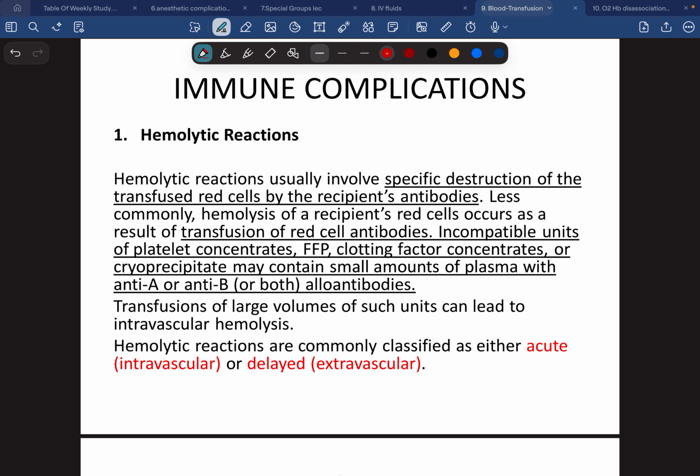What do we do if that happens? You had a patient, he had a reaction. What do we do? You suspect that it's an ABO incompatibility.